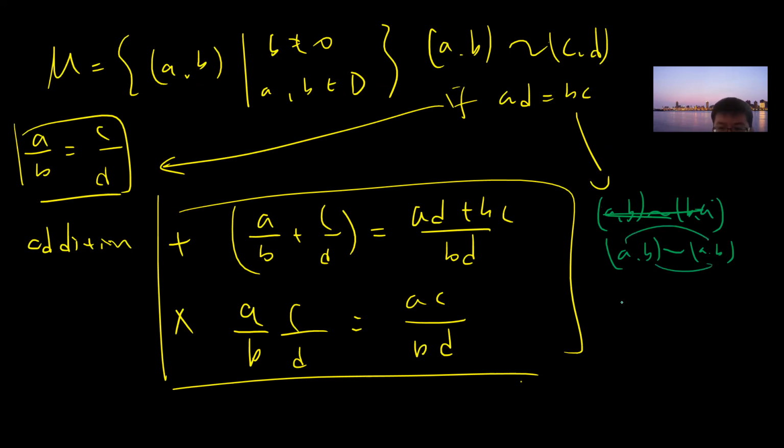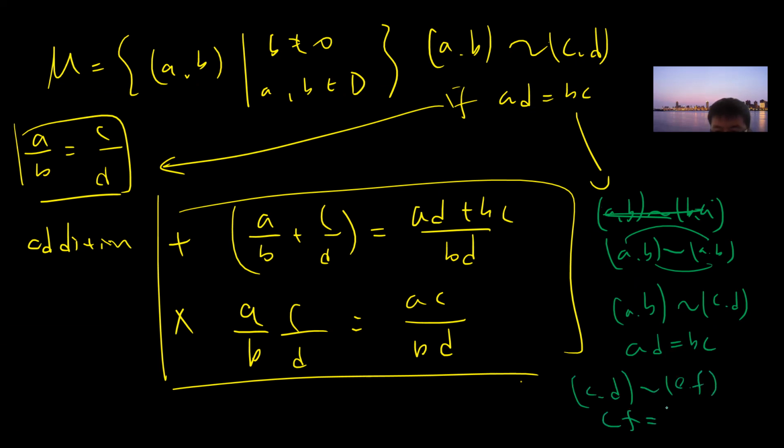Next, if (a, b) is related to (c, d), that means ad is the same as bc. If (c, d) is related to (e, f), that means cf equals de. So you can prove that (a, b) is the same as (e, f). Why? Let's see.